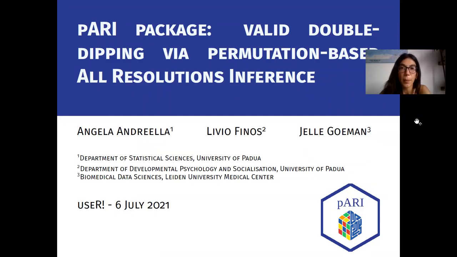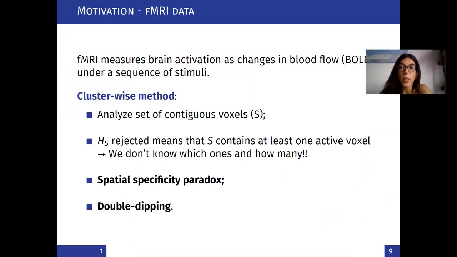We present the pARI package that permits to perform valid double dipping. I will use as example the fMRI data, which are very important in order to understand the neural activation in the human brain. One of the most famous methods used in fMRI data analysis is the cluster-wise method.